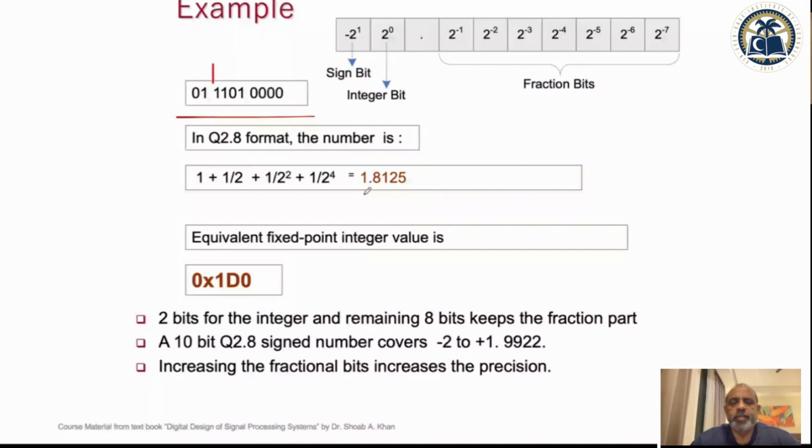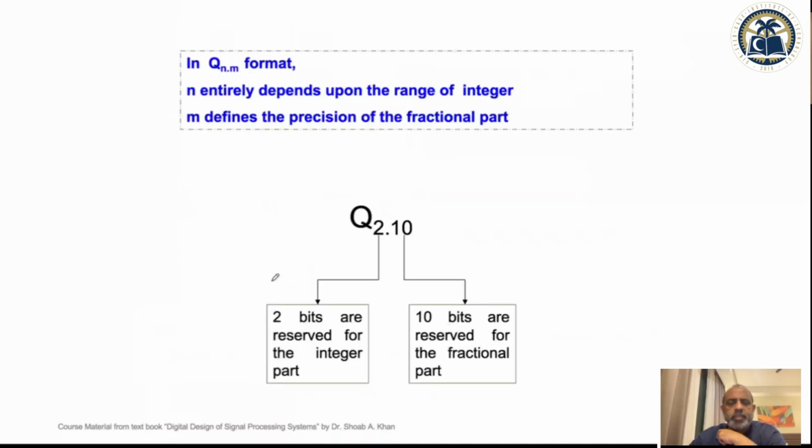In this case, if a number is written like this in Q2.n format, it is actually 1.8125, because this has a positive weight of 1, and all these bits have fractional weights of half, 1 by 4, 1 by 8. This is what the number becomes, and in hexadecimal it will look like this. As an integer it would be some number, and as a hexadecimal it will be this number. So fixed point conversion of variables is very, very important from a hardware perspective. Q2.n format, I think that's pretty much what I wanted to cover.